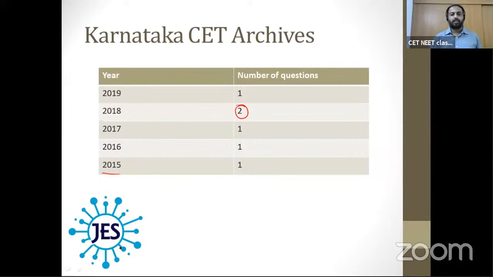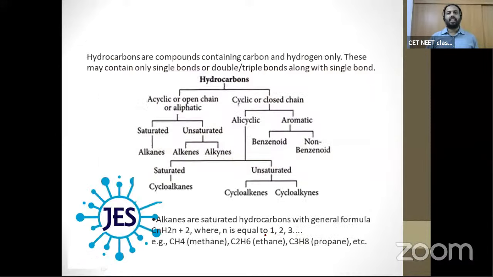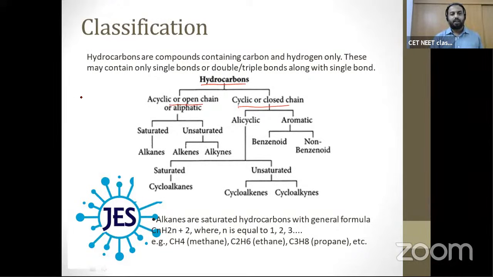Okay, right. Now let's have a look at the classification. Yes, this is how hydrocarbons are classified. Classification of hydrocarbons: you can classify them as open chain compounds or closed chain compounds. Open chain compounds will have carbon atoms arranged either as a straight chain, or it can be branched. It can also be branched like this.